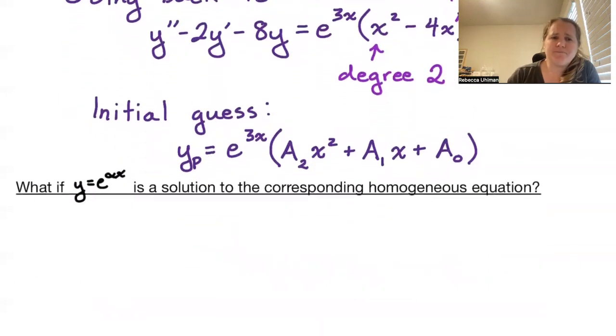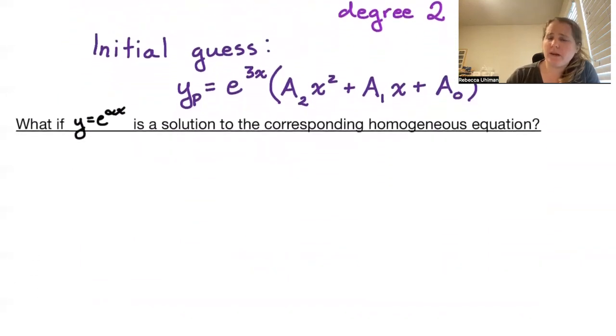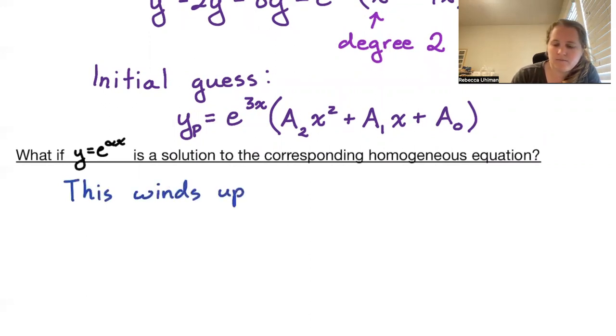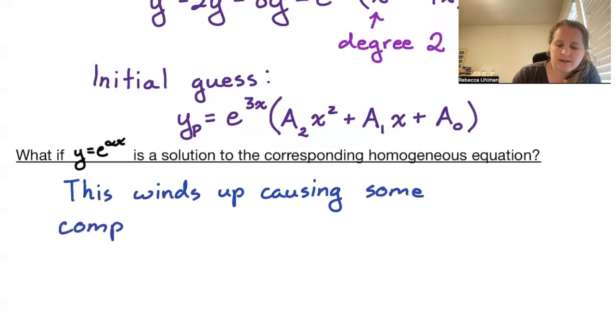All right, so here is where our complication can come in, where that "ideally" comes into play. So what if y equals e to the alpha x is a solution to our homogeneous equation? This winds up causing some complications with matching the x to the n term.